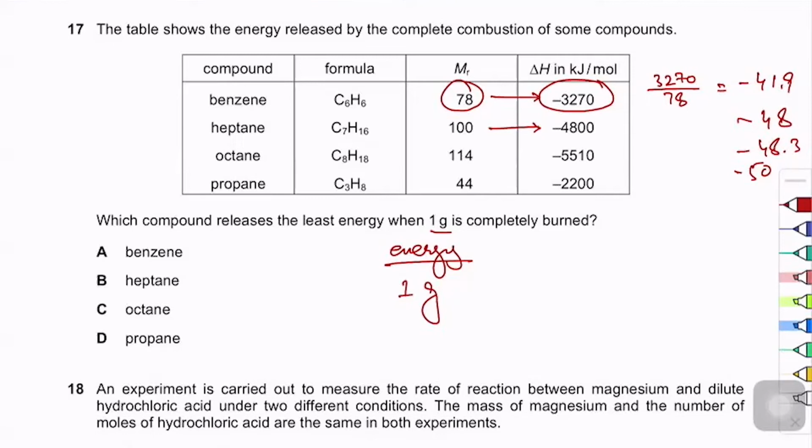So don't think of it as negative 50 and say, oh, negative 50 is smaller than negative 48. No, it is 50, that's the value. Negative just tells me it's coming out. So judging by this, the highest value is given by propane and the smallest value is given by benzene. So my answer is going to be benzene. Negative is there just to show that it is release of energy.